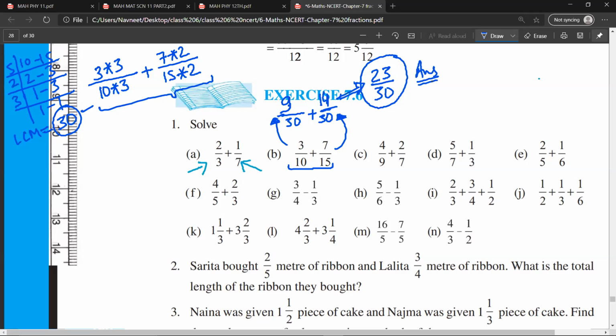Is there any confusion? So can you hear me now? Yeah, I can. But you couldn't hear me. Okay. So have you got the answer as 23 by 30? Yes, sir. Okay.